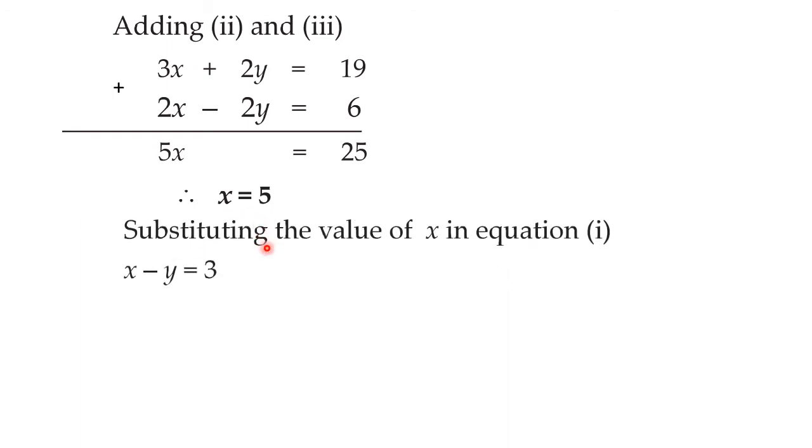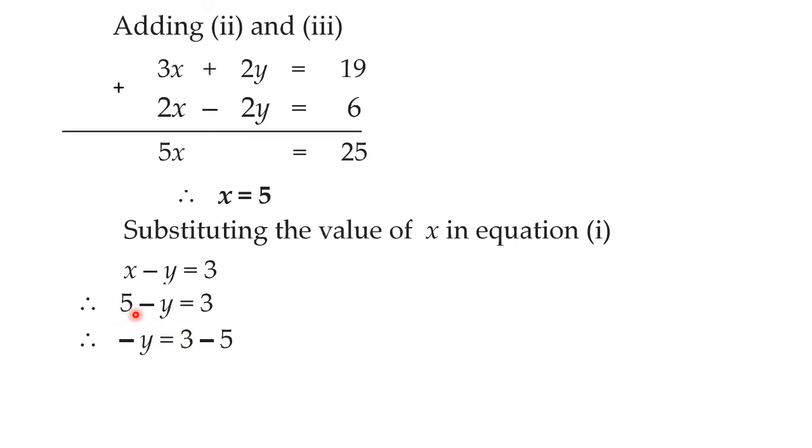So we will substitute x is equal to 5 in equation 1, which is x minus y is equal to 3. That means simply in place of x we are writing 5. So we can write down, 5 minus y is equal to 3. Now this minus y you can shift to the right hand side, that will become plus y, and 3 you can shift here. So what you will get, y is equal to 5 minus 3, that is 2.